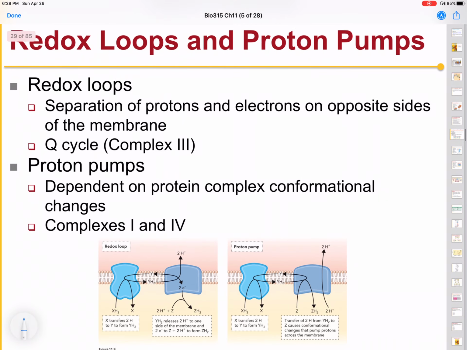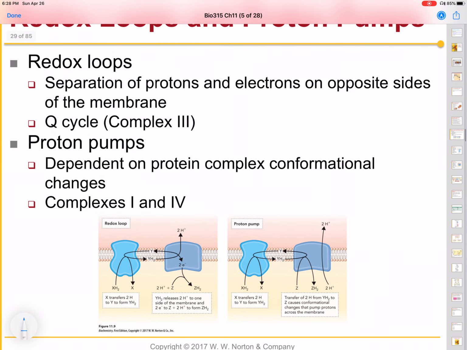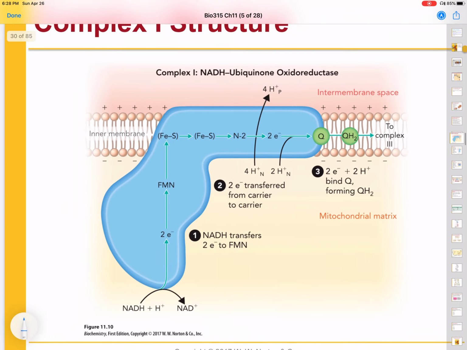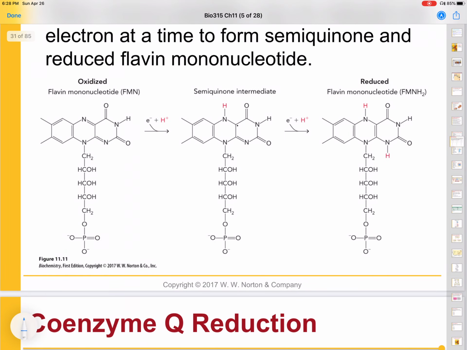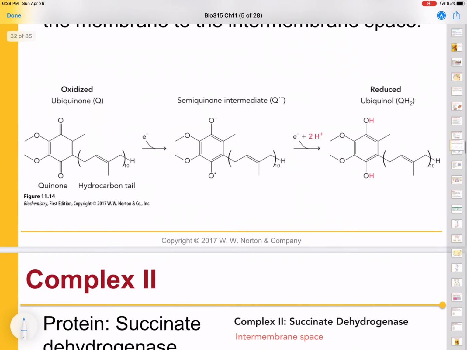I'm not going to get into the voltage potential here, but because we're talking about the transfer of protons, there is some change in voltage that occurs there. We've talked already about FADH2.